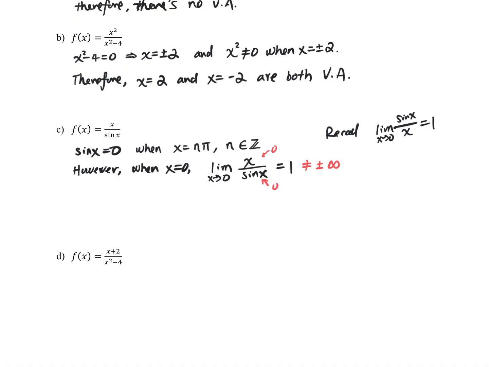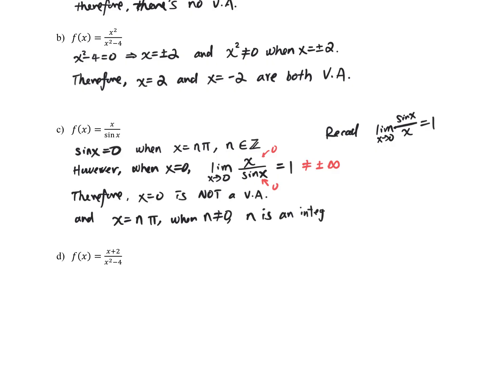So I'm going to make a conclusion here. Therefore, x equals 0 is not a vertical asymptote, and x equals n pi, when n is not equal to 0 and n is any other integer, will be a vertical asymptote.